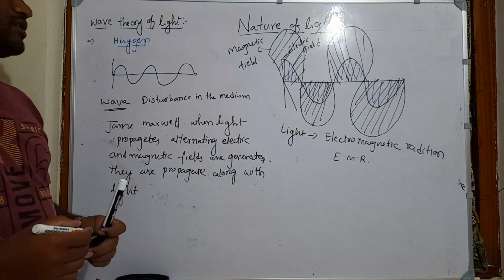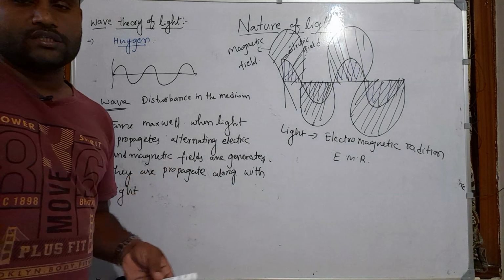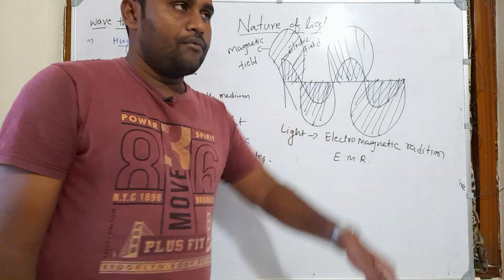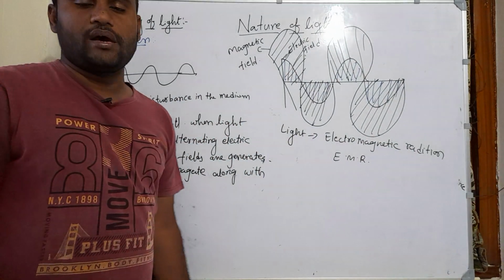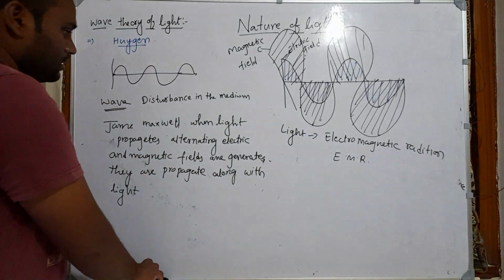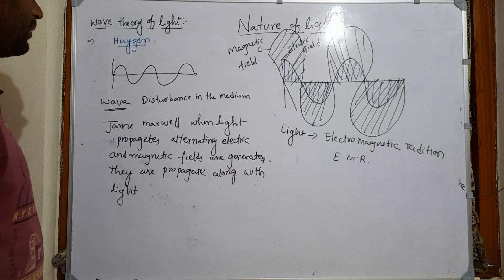So that is about the wave nature of light. Now let us discuss the wave parameters, meaning how we can describe the wave. By using some parameters we can describe the wave. They are called wave parameters. What are the wave parameters here? There are mainly 4 wave parameters.